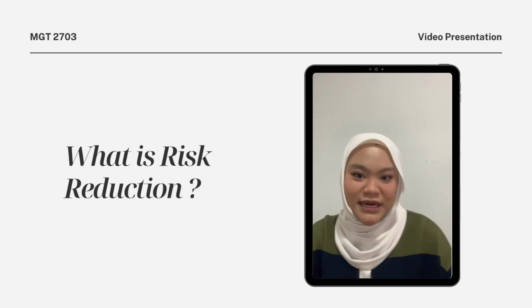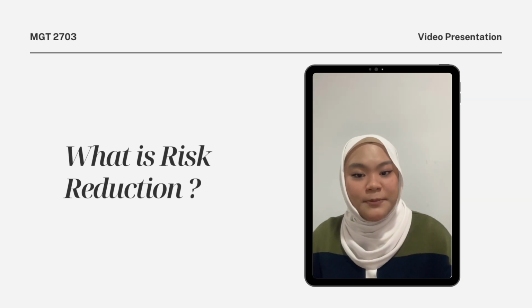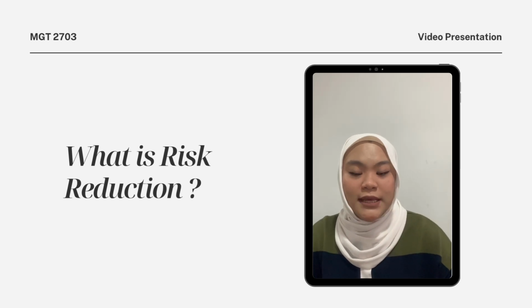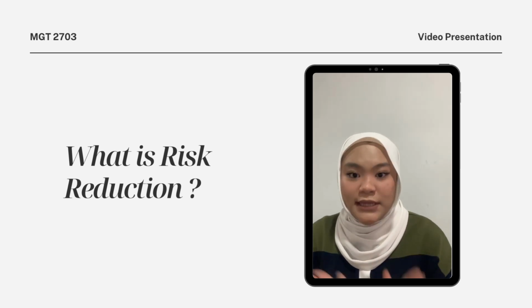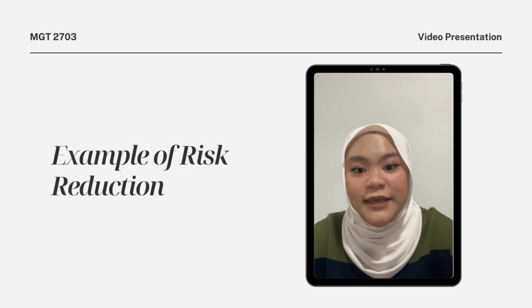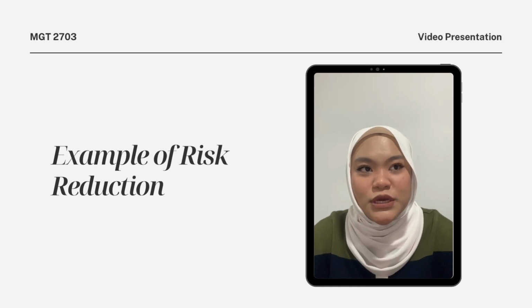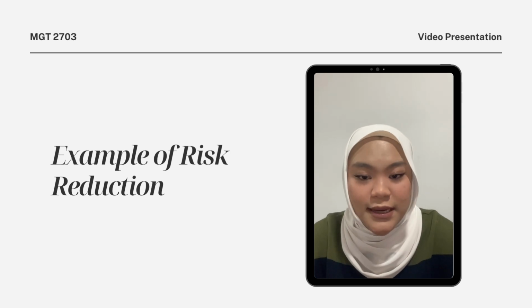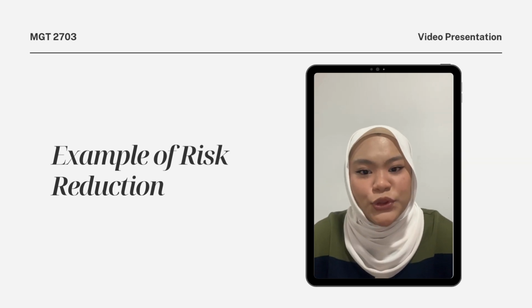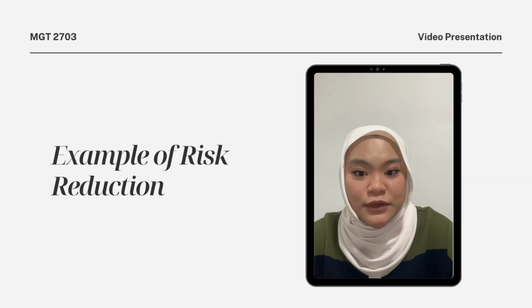What is risk reduction? Risk reduction means taking steps to lower the chances of a risk happening. In other words, if it does happen, it can help us to reduce the impact. I'll give you a simple example. Let's say a company stores their important data on computers. The risk would be a cyber attack that could steal or destroy the data.